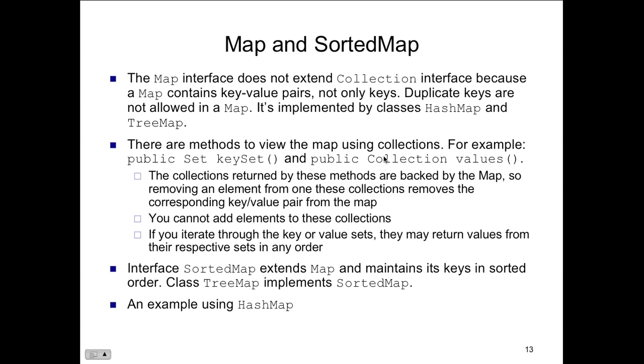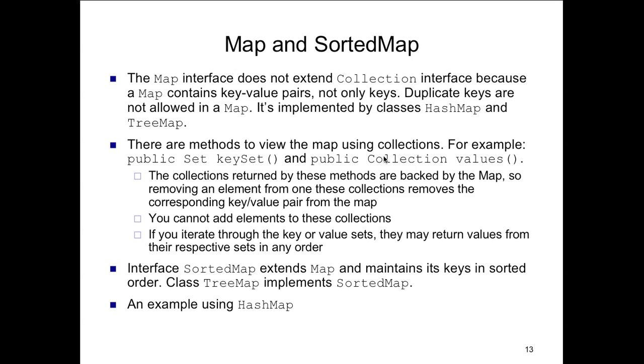The collections returned by these methods are backed by the map, so removing an element from one of these collections removes the corresponding key-value mapping. So if I said give me all the keys that have the character B in the name, and remove them all, it removes the associated value that goes with the key, and vice versa. So it doesn't create problems. We retain the key-value relationship.